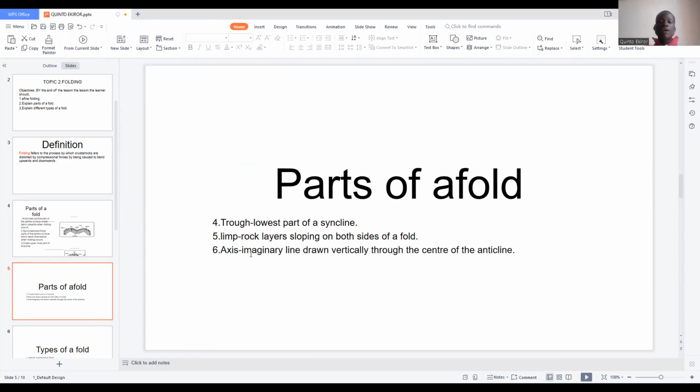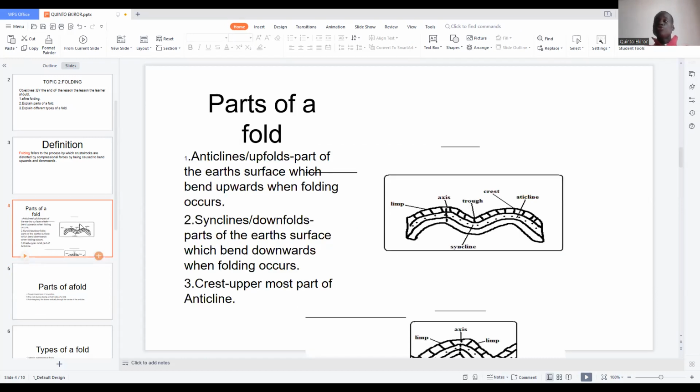Let's see now axis. Axis simply means an imaginary line drawn vertically through the center of an anticline. This one is the axis. It is an imaginary line drawn through the center of an anticline. Understood, student up there?